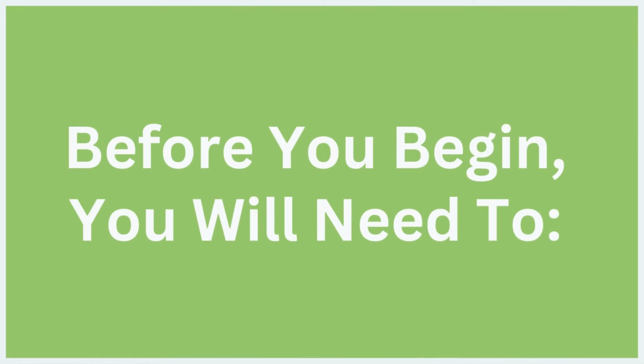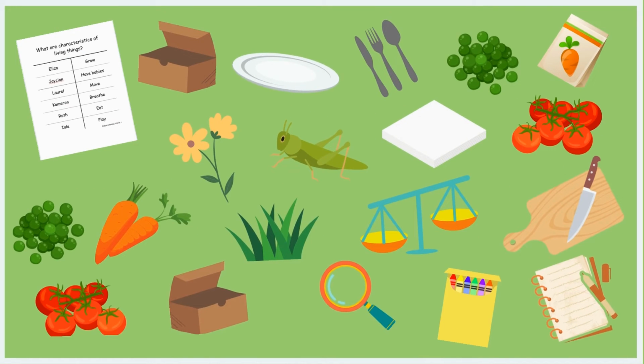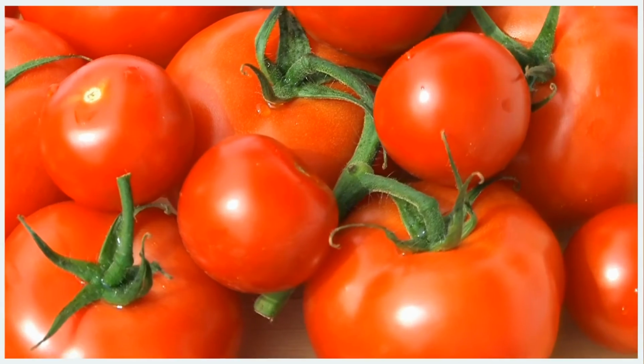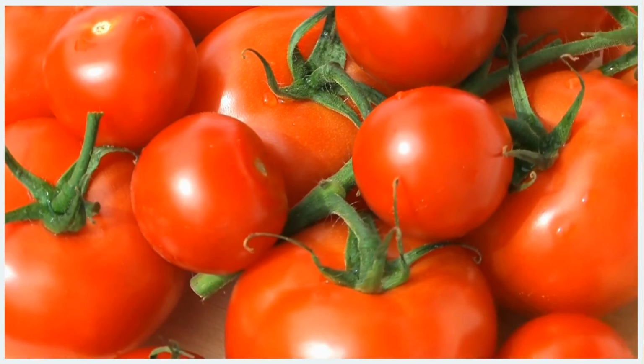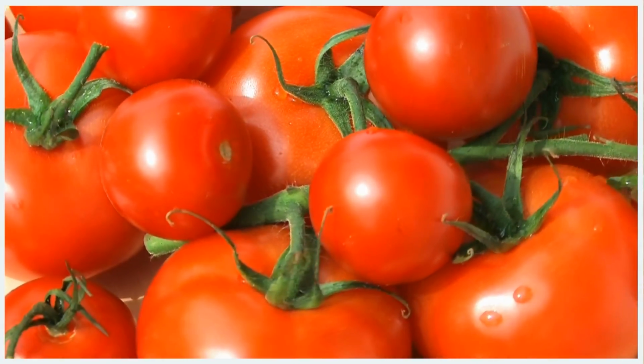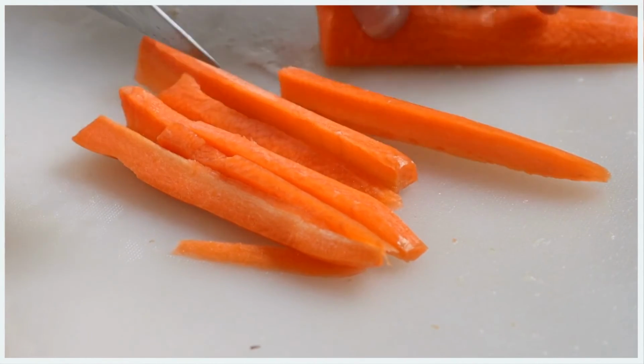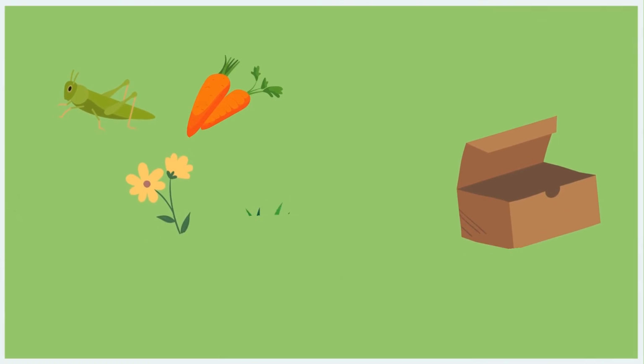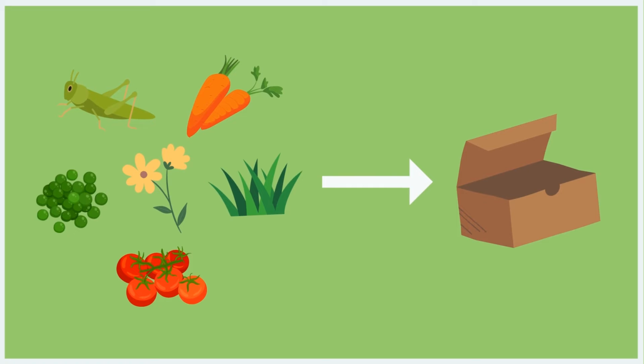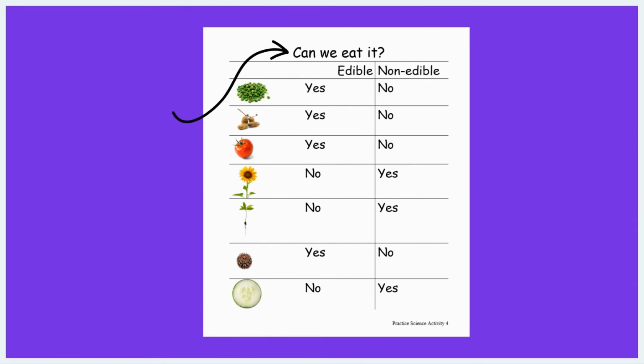Before starting this activity, you will need to collect any needed materials, purchase enough edible living things such as carrots, peas, and tomatoes for each child to taste each vegetable. Prepare vegetables for the children to taste and leave one of each vegetable whole for observation. Put all the living things in a box so that you can pull them out one at a time and show the children.